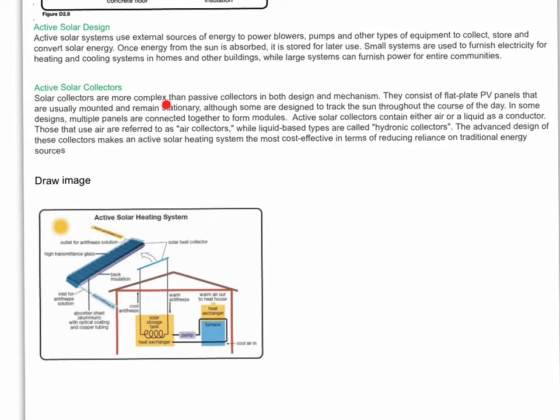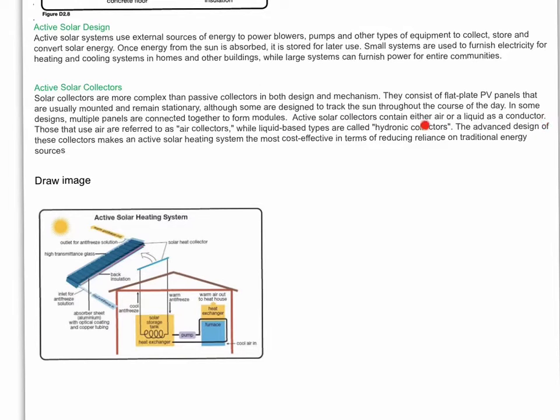With active solar, the collectors are more complex, both in design and mechanism. They consist of flat plates of PV panels, usually mounted to remain stationary, or designed to track the sun through the course of the day. In some designs, multiple panels are connected together to form a module.